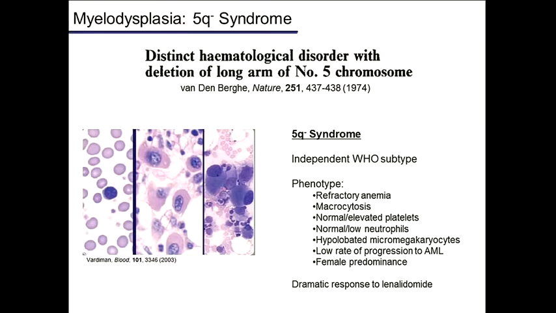So del(5q) MDS is actually the first chromosomal abnormality to be associated with a very specific clinical phenotype in cancer in general. And in MDS, it's its own WHO subtype, characterized by a very severe anemia with large red blood cells, a normal or elevated platelet count, a very pathognomonic megakaryocyte morphology, and a relatively good prognosis. But it's associated with a really dramatic response to lenalidomide. As I mentioned, about 50% of patients have complete cytogenetic responses, about 2/3 have hematologic responses, and some of the patients have extremely long-term responses, even a small number who have come off the drug and remained in complete remission.